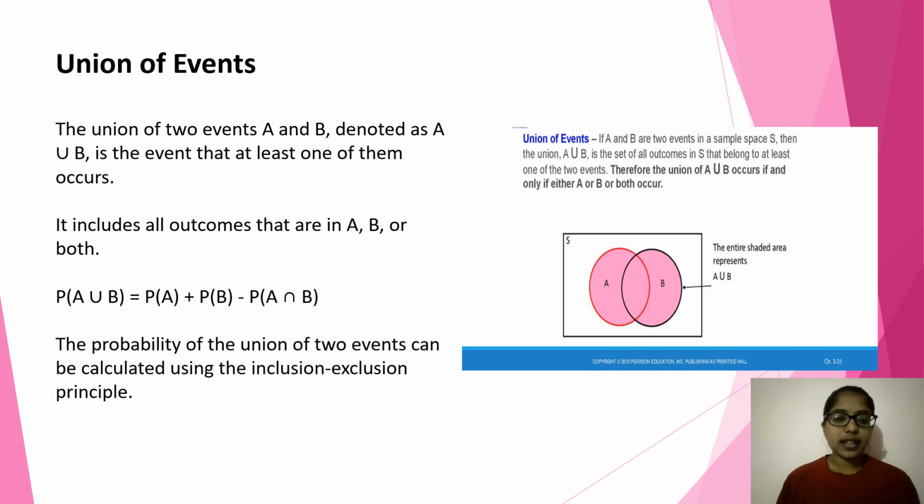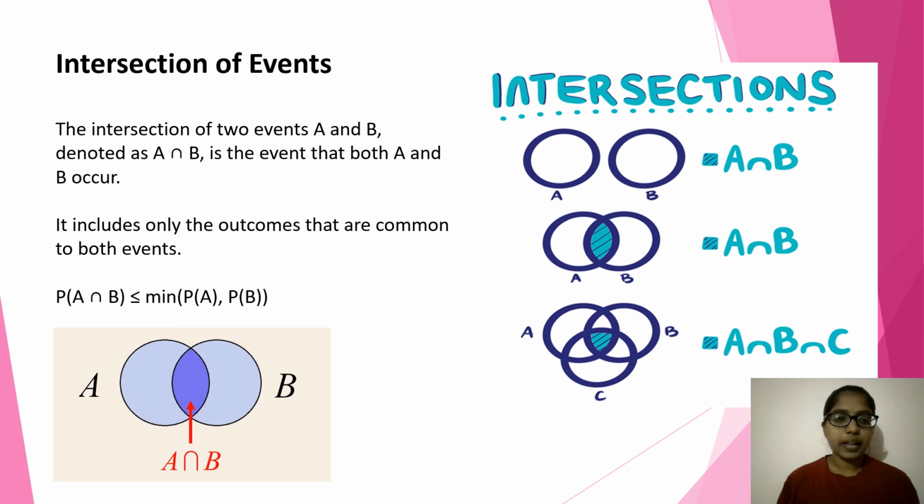Union of events. The union of two events A and B, denoted as A union B, is the event that at least one of them occurs. It includes all outcomes that are in A, B or both. P of A union B equals P of A plus P of B minus P of A intersection B. The probability of a union of two events can be calculated using the inclusion-exclusion principle.